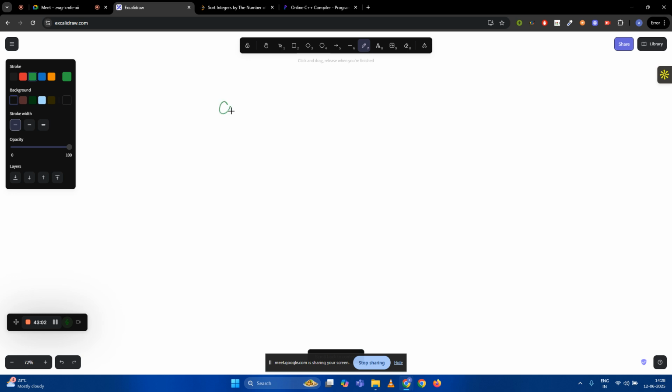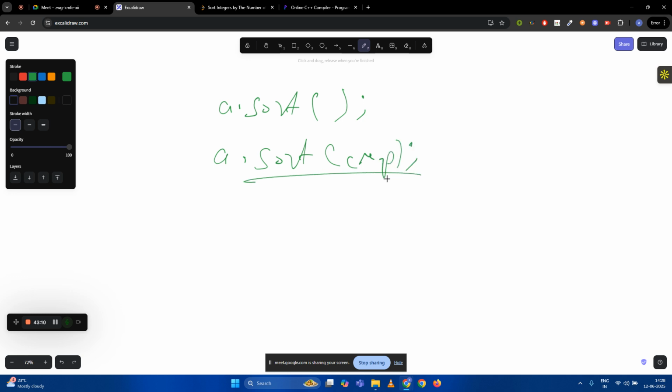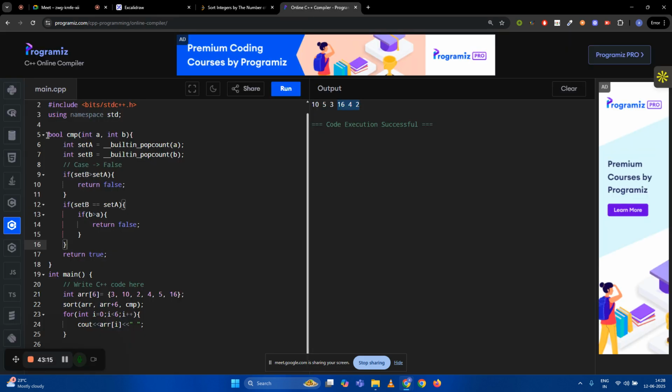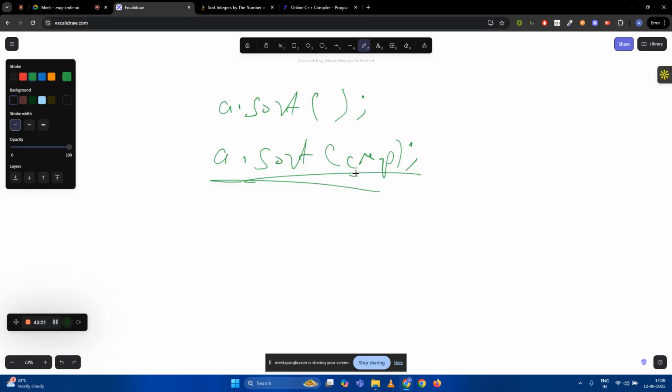When you do a dot sort, when you do a dot sort on a list, you can do a dot sort and you can call a comparator function. As simple as that. You will declare the same comparator function, like here we declared it. Similarly, you will declare your comparator function in the same way, and you would call just the name. So it is actually a callback function.